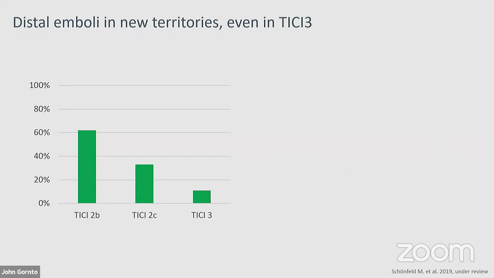What we found is there were distal emboli in new territories, even in patients that were classified as TICI-3. It's rare, it's about 10%, but at least it's there. And as you would expect here, in TICI-2B, more than 60% of all patients had small distal emboli. In this small cohort, it was not clinically relevant, but we are working on this to find a connection if there is one.